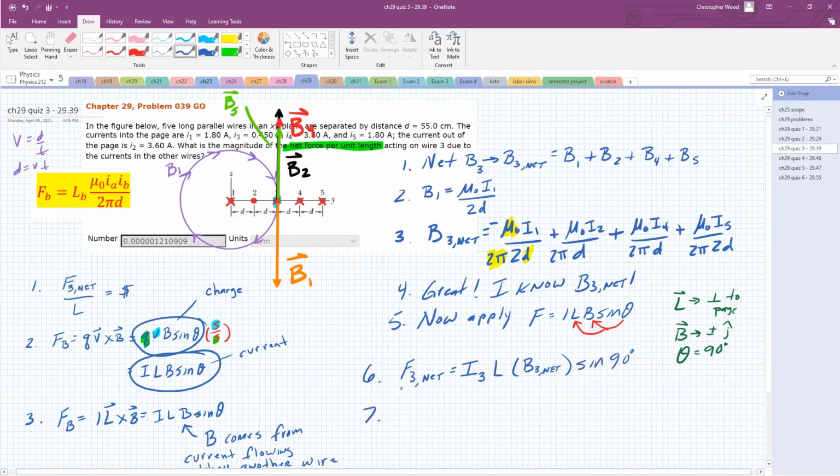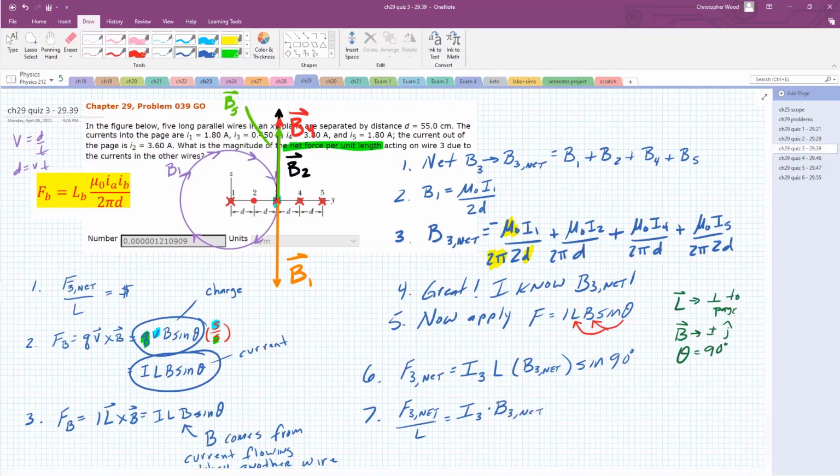But just a note to self, we're not after F3 net. We're after force per length. So then it's I, the current going through. It's murder trying to keep track of all these subscripts, but if you're meticulous, you'll be okay. I3 times B3 net times sine of 90, which equals 1, and you're done.